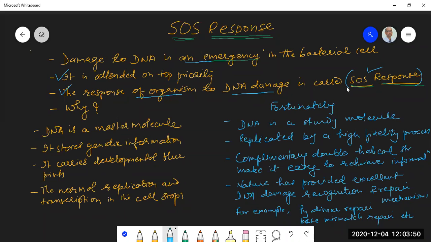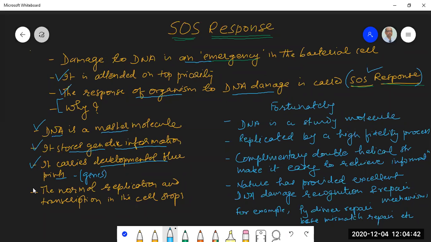The question that comes next is why? Why is it an emergency and why is it attended on top priority? And the answer is, all of you know by now that DNA is a master molecule. Why is it a master molecule? Because it stores genetic information. You all know now that in the majority of organisms, DNA is the genetic material. Not only does it store, but it carries developmental blueprints. Developmental blueprints means the genes. Genes are made up of DNA. So any organism's developmental blueprints, that means the entire genome, is made up of DNA.